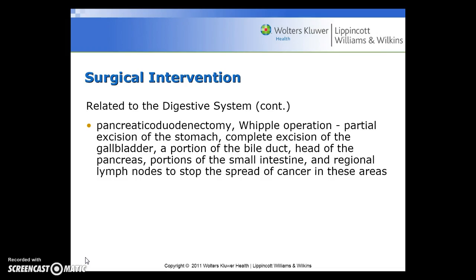A pancreaticoduodenectomy, or a Whipple procedure, that's something that I've seen quite a bit of, is the partial excision of the stomach, complete excision of the gallbladder, a portion of the bile duct, the head of the pancreas, portions of the small intestine, and regional lymph nodes to stop the spread of cancer in these areas.